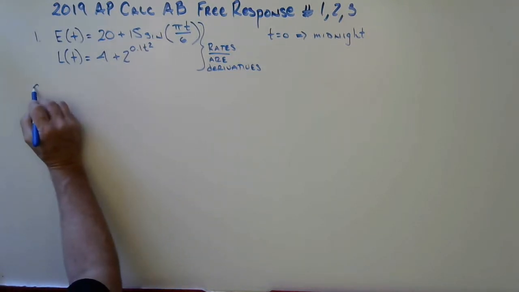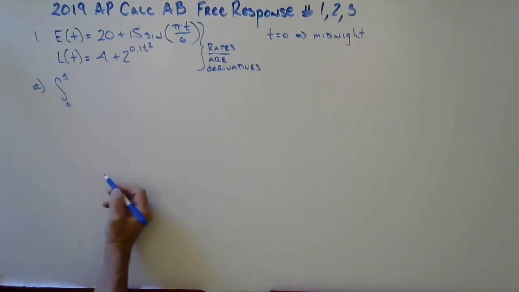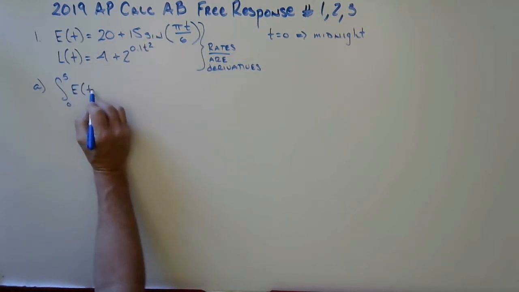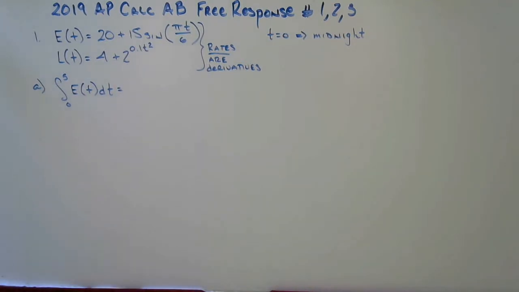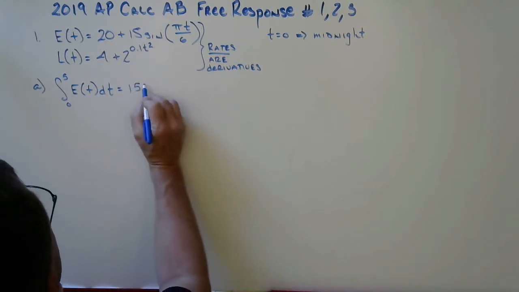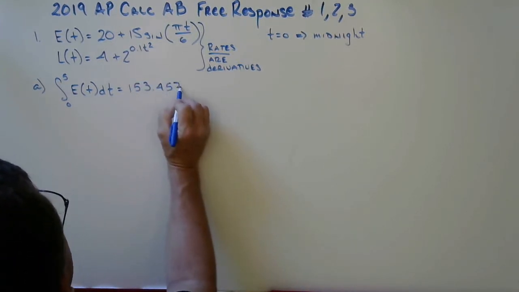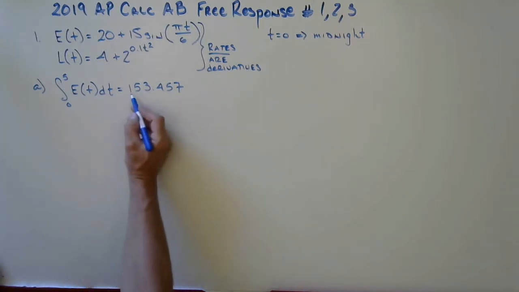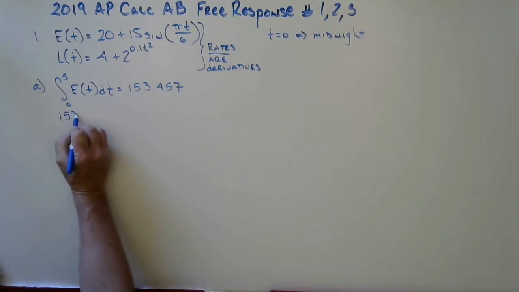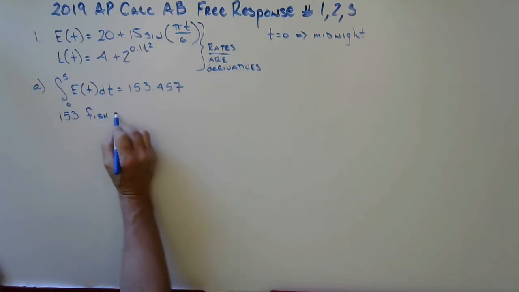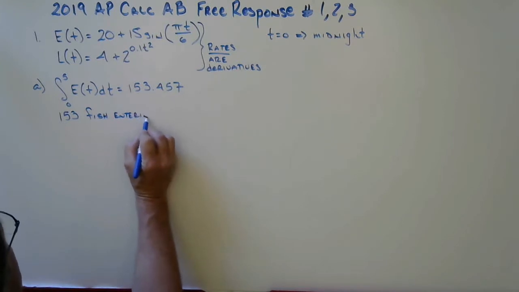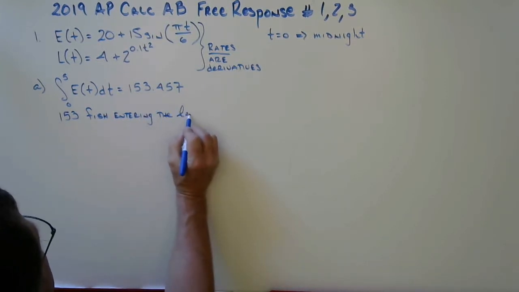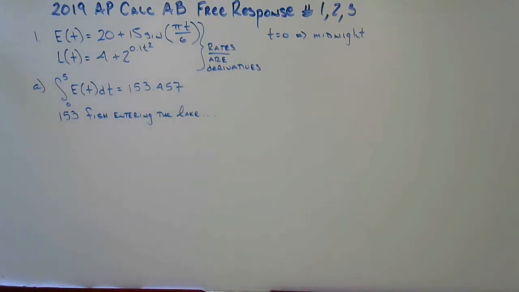So for part A, how many fish entered the lake in the first 5 hours, that would be the integral of the rate at which the fish entered the lake between hours 0 and 5. On our calculator, since it's a calculator-based question, we get 153.457. The directions say to give the answer to the nearest whole fish, so we round down and have 153 fish entering the lake between midnight and 5 a.m.